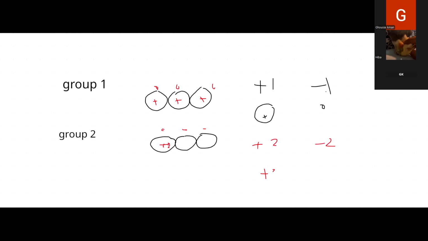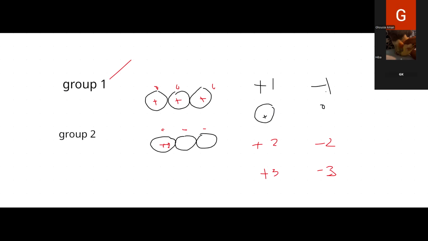The weakest metallic bond, the weakest electrostatic force of attraction, is in group number 1. That's why group number 1 elements have got low melting and boiling point, low density, float on the surface of water, and are fragile. But at the same time, all group number 1, 2, and 3 elements are good conductors because they have got a cloud of free moving electrons.